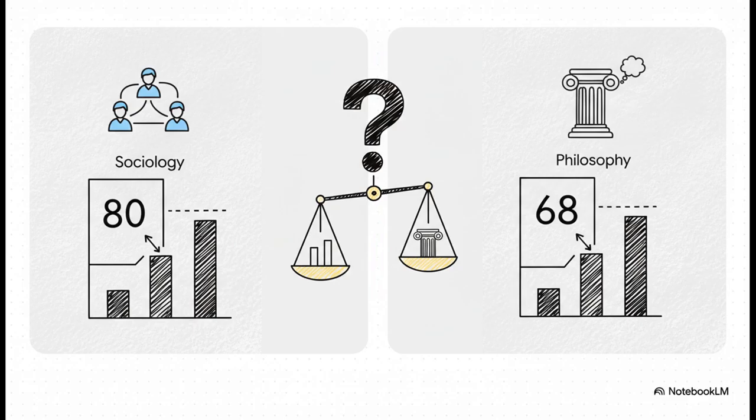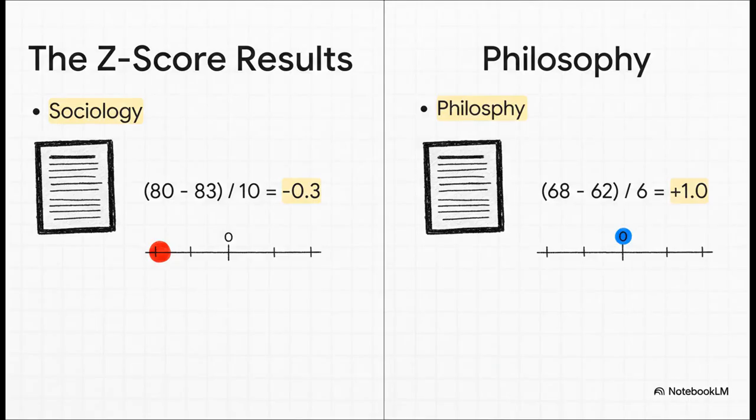Now, at first glance, the 80 looks way better, right? But hold on. A raw score doesn't tell you the whole story. You need context. We need to know how the rest of the class did. So the real question is, on which test did you actually perform better compared to your classmates? Let's break out our universal translator.